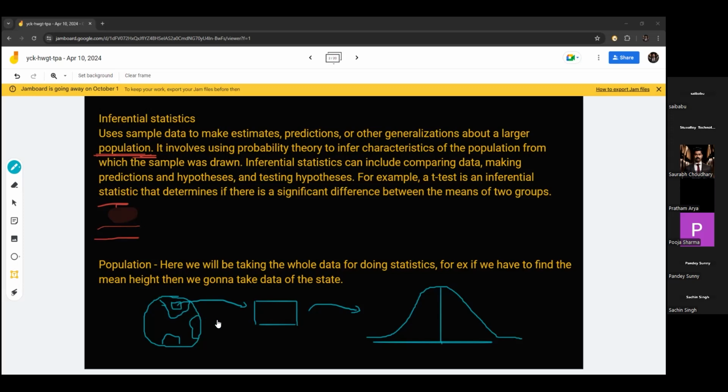This is not the only process. There are a lot of processes. Either you can take it from one of the states, one of the countries, or you can take small samples from each state. So there are various ways to take it, not only one way. I will also talk about how to collect the data. The main thing is about the cost. Cost is too much if you keep on collecting the data.